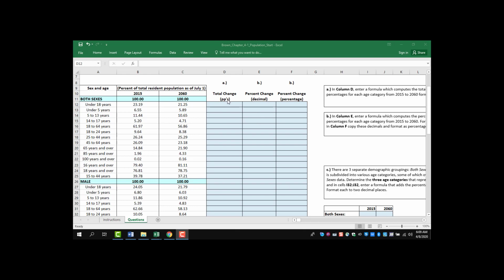Total change divided by original value, which will be 2015, and as a decimal, then times 100. Actually, times 1. We're going to make sure we get this right and subtract the right way, because you're going to take 2060 minus 2015. And that means a 1.94% change in the population of under 18, right?